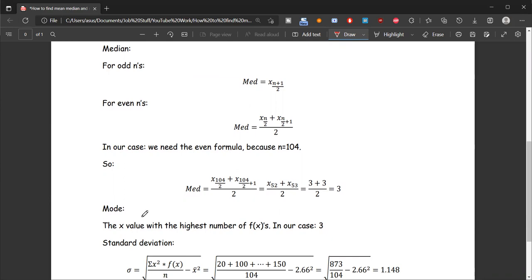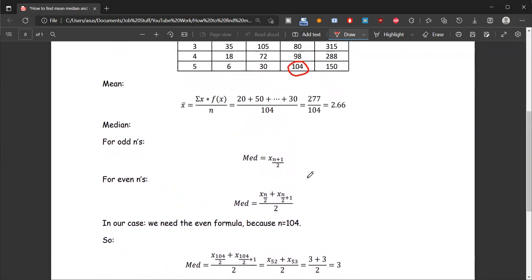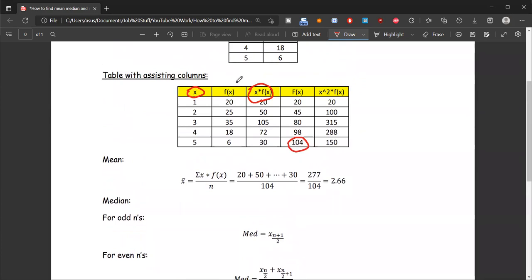Now we want to go for the mode. So the mode, basically, we're looking for the x value with the highest f of x. We're looking at this column. We see that here we have 35, which is the greatest of all the frequencies. So the relevant value in this case would be 3, the relevant value, I apologize. So effectively, this is what we're looking for.